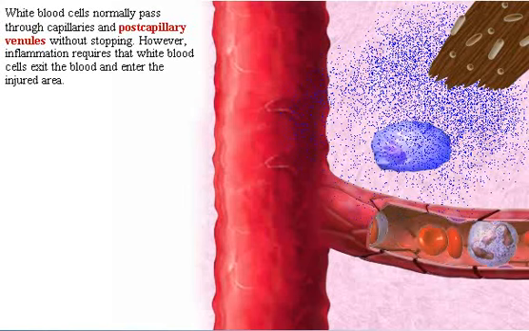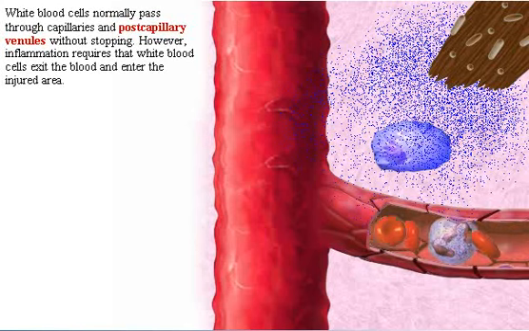Under normal conditions, white blood cells pass through capillaries and post-capillary venules without stopping. Inflammation requires that these cells exit the blood and enter the injured area. How does this come about?